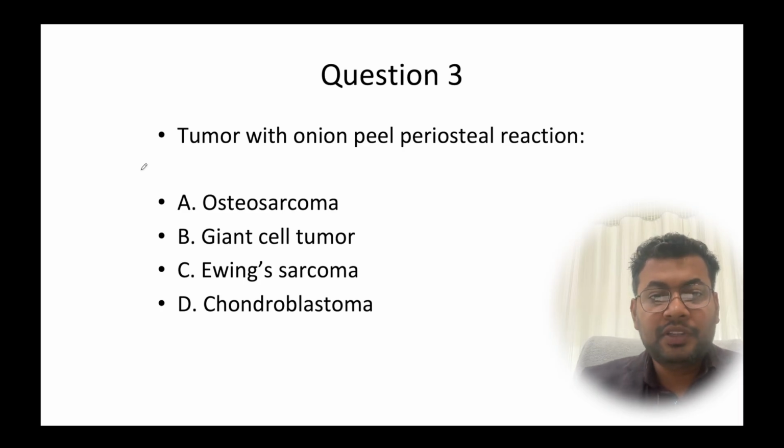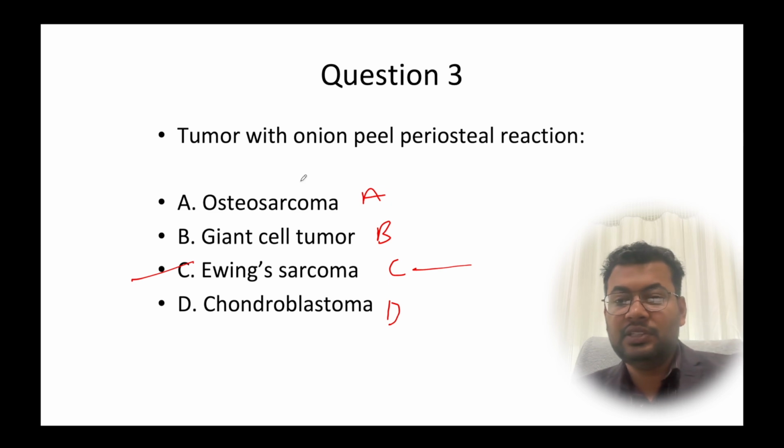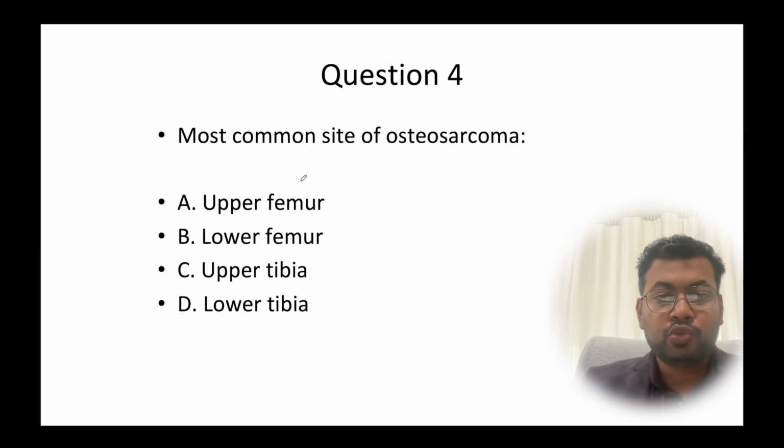Then tumor with onion peel periosteal reaction. A. Osteosarcoma, B. Giant cell tumor, C. Ewing sarcoma, D. Chondrosarcoma. So most commonly the onion peel periosteal reaction is seen in Ewing sarcoma. So the answer is C. Ewing sarcoma.